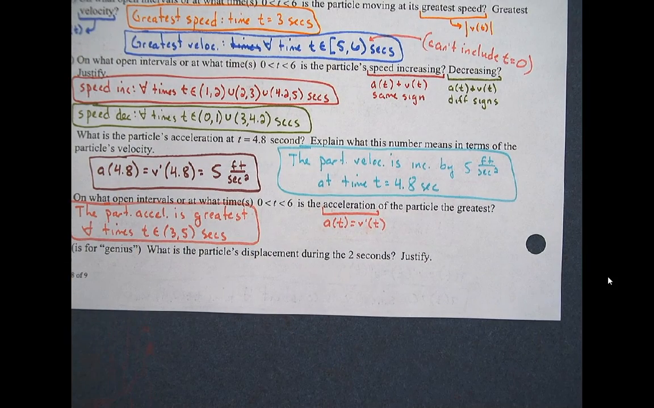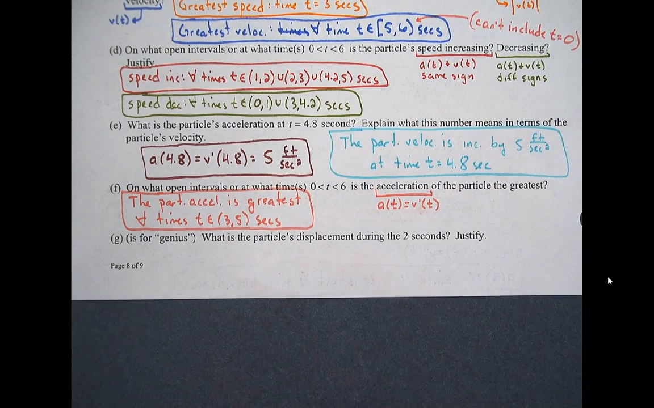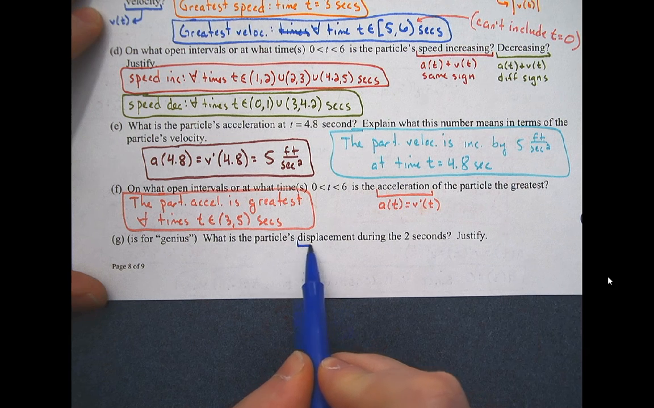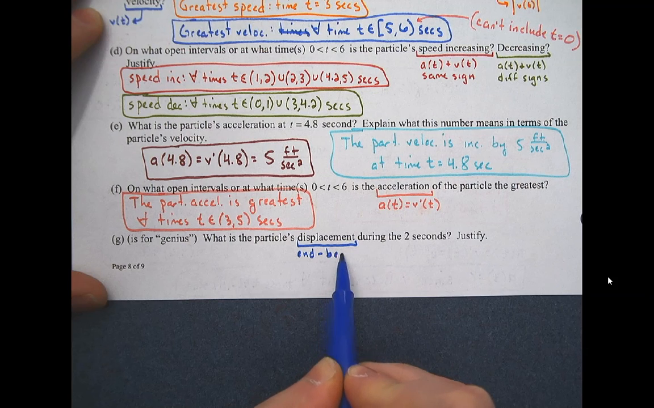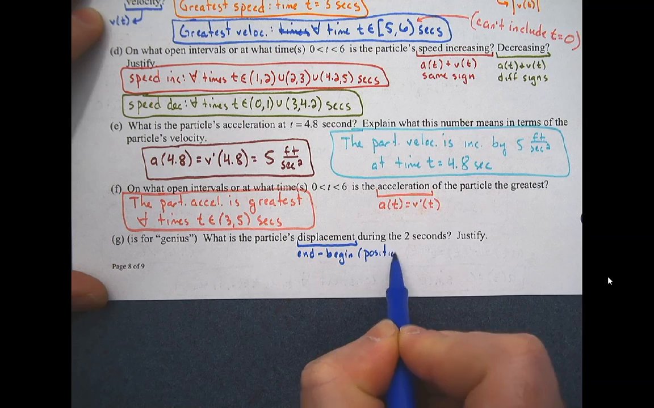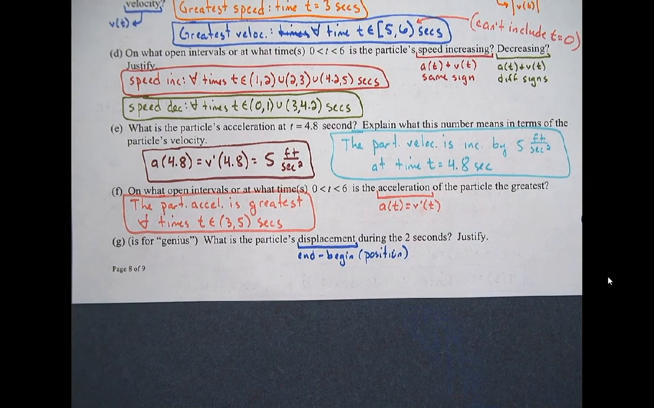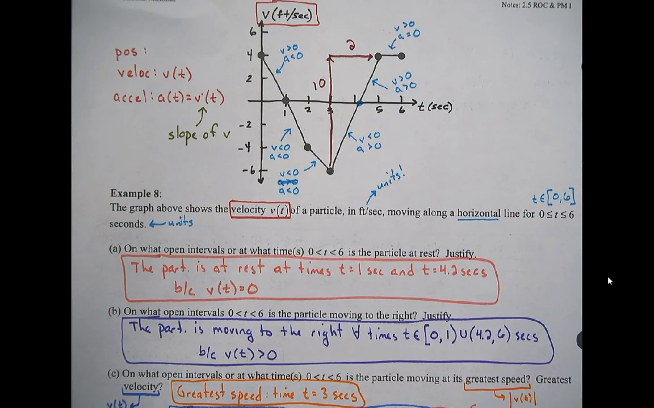And then last but not least, what is the particle's displacement during the first 2 seconds? Okay, so displacement is a measure of position. So if I wanted to figure out displacement, I would have to do the end, subtract the beginning of position. Well, we have a problem here. What is our picture of? Our picture is of velocity. So we don't have a picture of position.